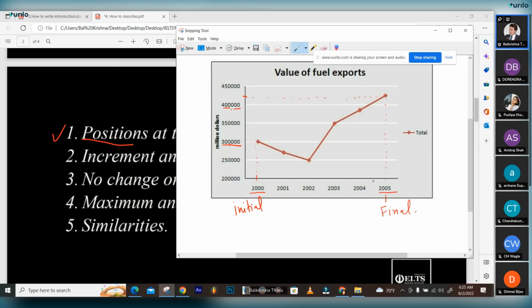Or for 430,000, you could say around 430,000 in 2005. So positions at the initial and the final point. So that's what point number 1 means.